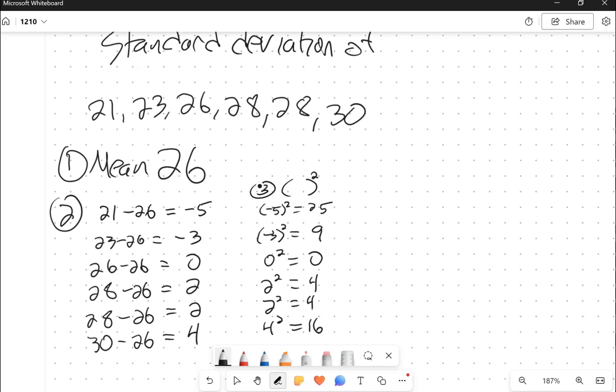Okay, so step 1, you find the mean of the original data. Step 2, you subtract the mean from the original data. If the original number is smaller than the mean, the subtraction will be negative. If the original number is larger than the mean, it'll be positive, and you might even have the original number equal to the mean. The difference will be 0.